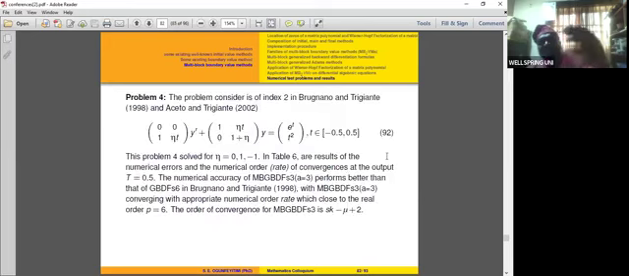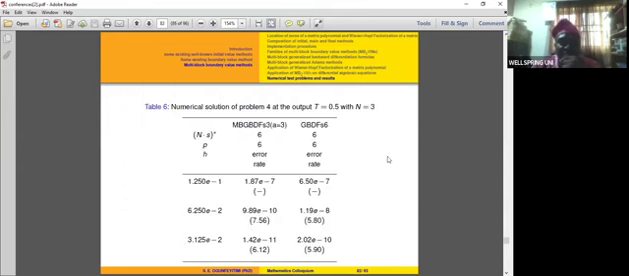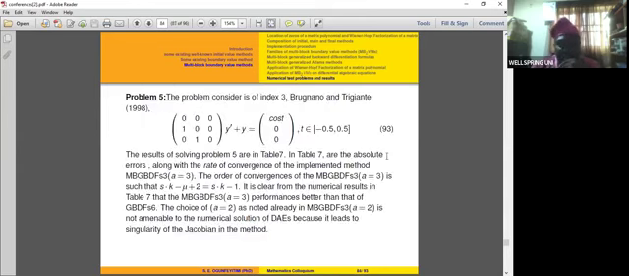Then we also apply it to the DAE of index 2 in Ascher and Petzold 2002. That's the method. We apply it directly without converting. We did not convert this problem to ODE. We use it the way it was given. And we have the result presented.